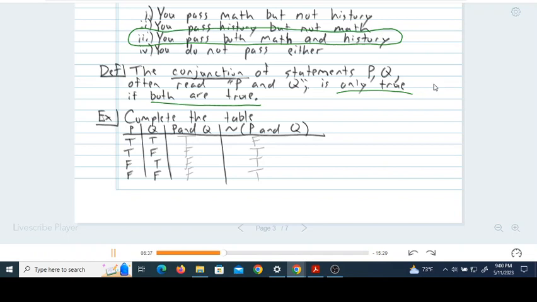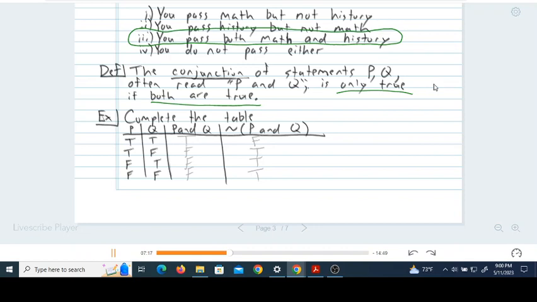So let's go ahead and complete the table. If we have two statements, there's 4 possible combinations of truth values. If I have 2 statements P and Q, I can have both true, both false, or the first is true and the second is false, or the first is false and the second is true. It's kind of like if you flip 2 coins. There's 4 possibilities: heads on both, tails on both, heads on the first and tails on the second, or tails on the first and heads on the second. So there's 4 possibilities.